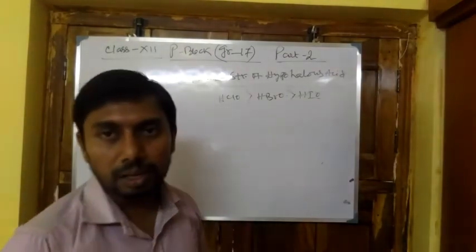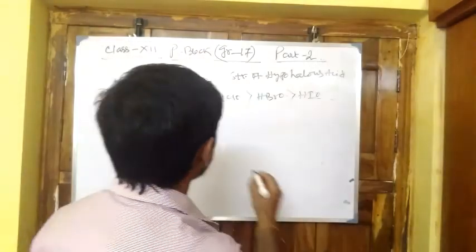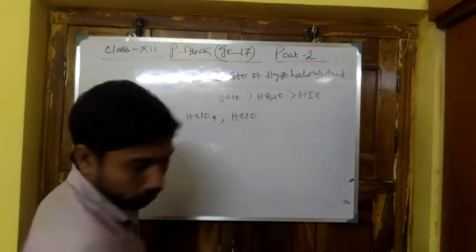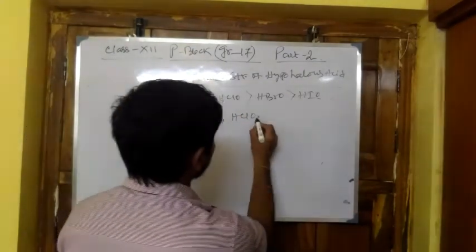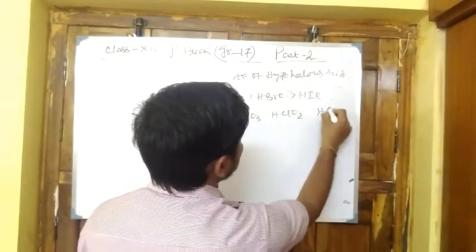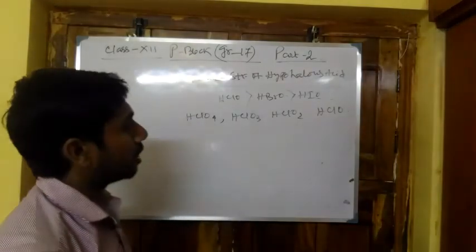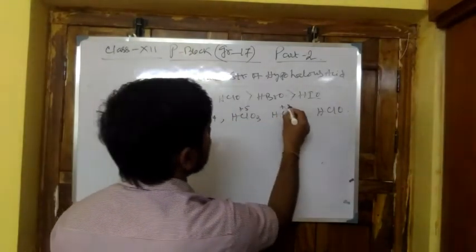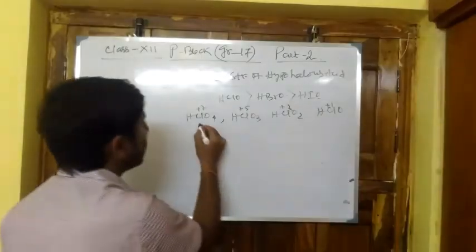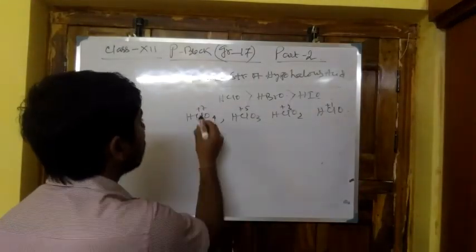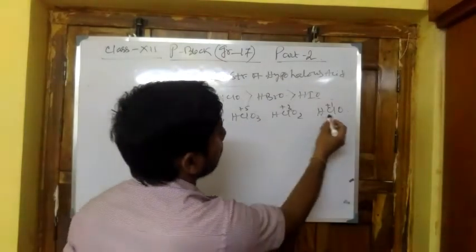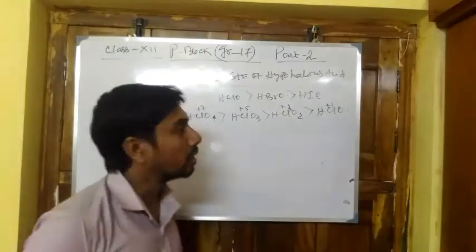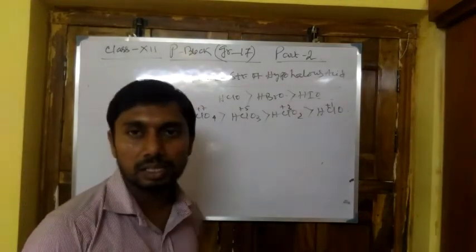Next one is, what is the acidic strength of HClO4, HClO3, HClO2 and HClO? We have discussed earlier about this question, that as the oxidation state of the central atom increases, its acidity also increases. So here the maximum oxidation state of chlorine is +7, then it is +5, +3 and +1. So here also the acidic strength decreases in the order HClO4 greater than HClO3 greater than HClO2 and HClO.